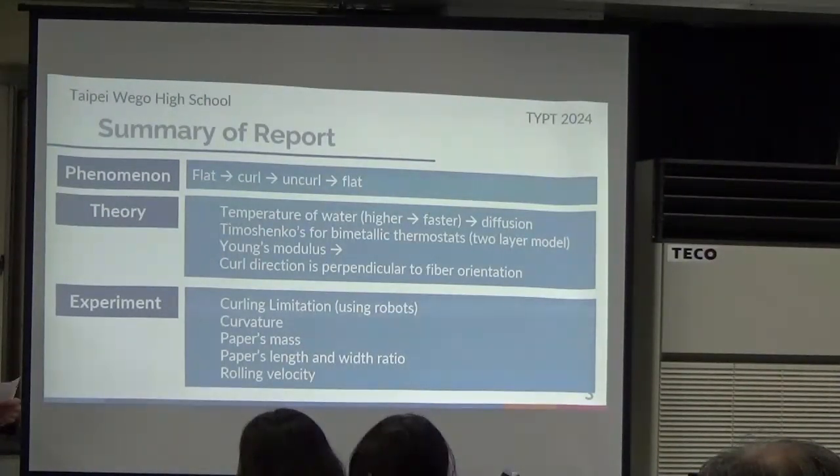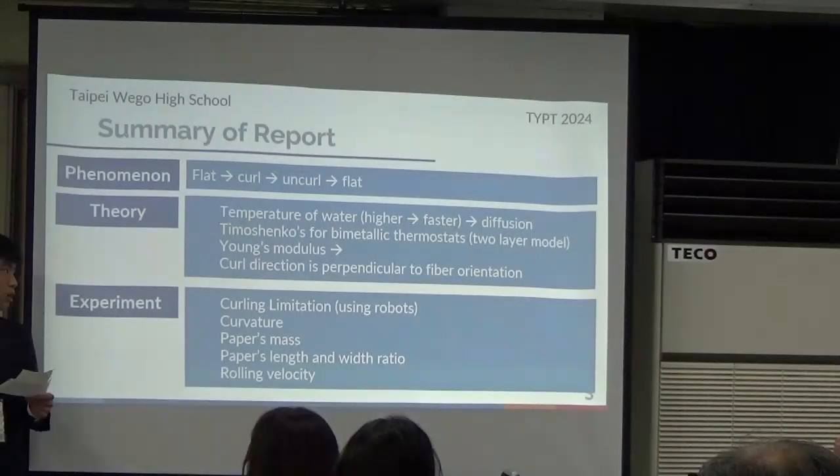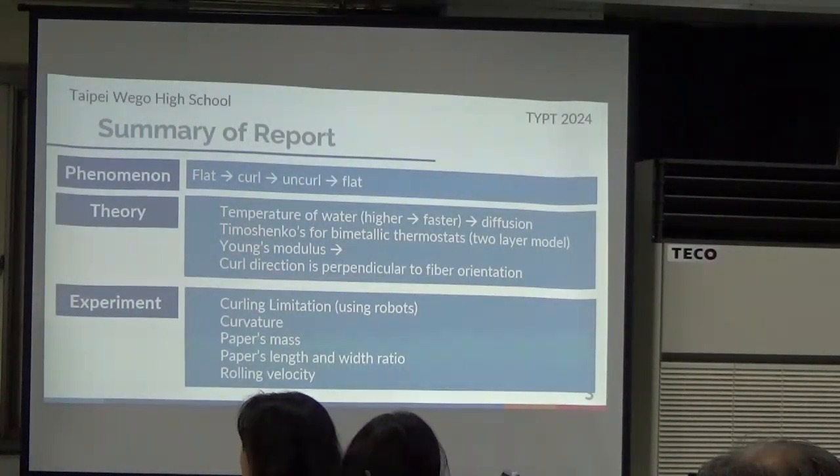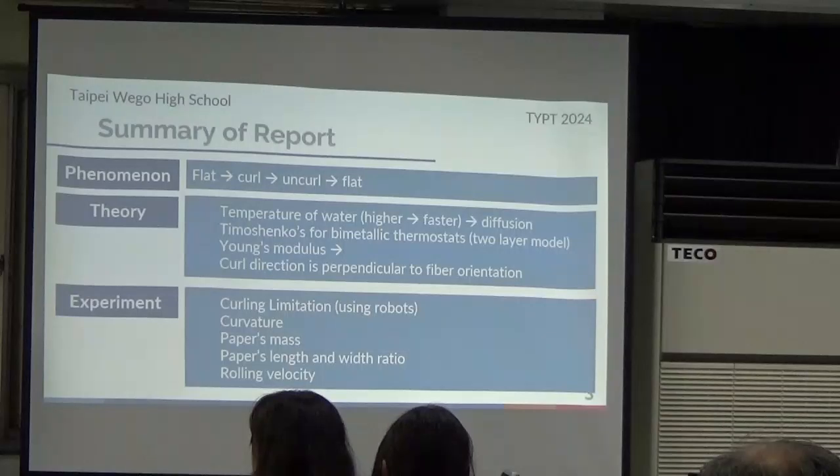And for the experiment, they conducted experiments about the curling limitation, for which they used robots to make sure that the experiment is accurate. And also, they discussed the curvature and the paper's mass, also the paper's length and width ratio, and the rolling velocity.